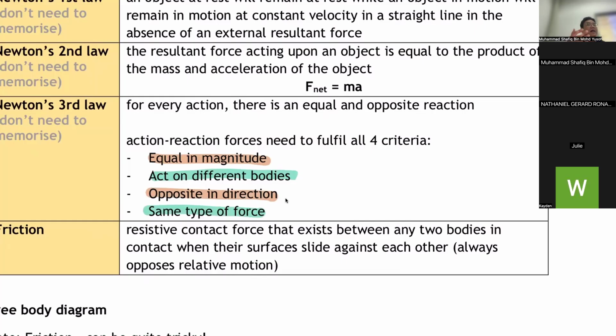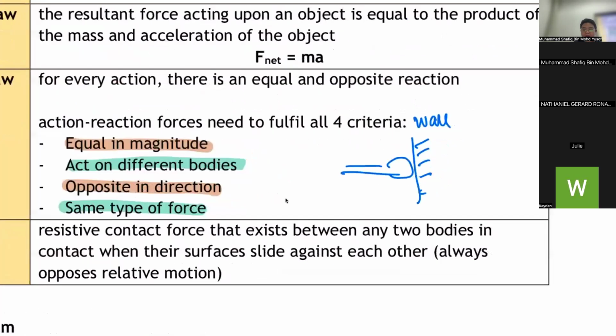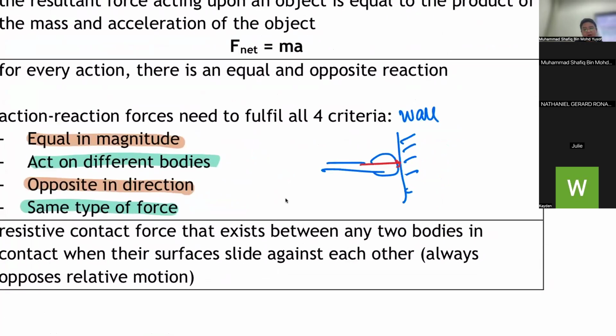Let me explain the scenario here. The example I always like to give students is, what if you decide to punch the wall? Imagine this wall. Let's say you punch the wall with a force of, let's say, 30 Newtons. I just made up a number. If I punch the wall, I'm the first body.